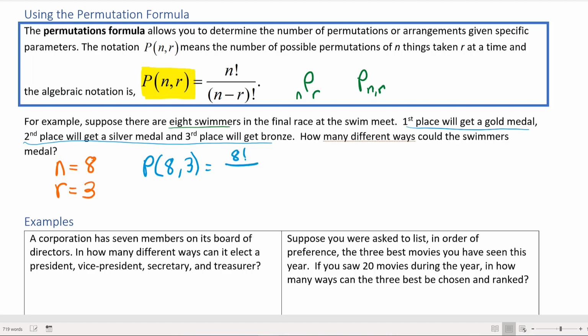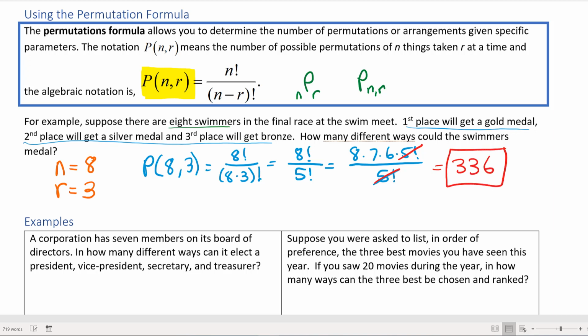So we have 8 factorial over 8 minus 3 factorial. So 8 factorial on the top and 5 factorial on the bottom. Now we taught you how to deal with this. 8 times 7 times 6 times, stop at 5 factorial. The reason I want to stop at 5 factorial is because the numerator and the denominator 5 factorial can divide out nicely. And really all you have is 8 times 7 times 6, which is 336 different ways the 8 swimmers could come in first, second, and third. Now we're not even talking about how the rest of the people place. We're just talking about first, second, and third because we're only choosing those.